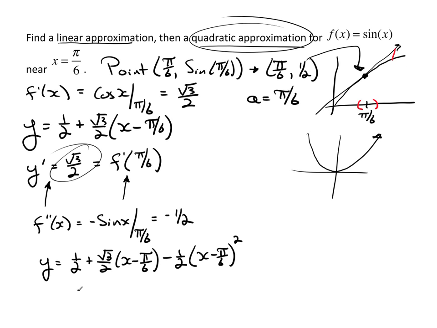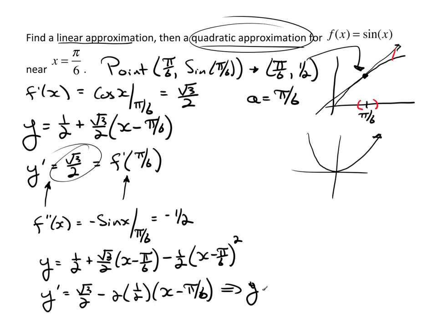Now, what happens if I take the second derivative of this? Well, the first derivative will be root 3 over 2 minus 2 times 1/2 times x minus pi over 6.